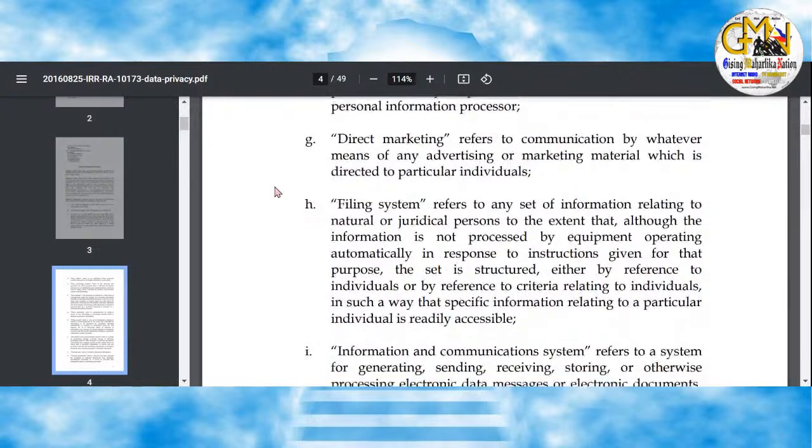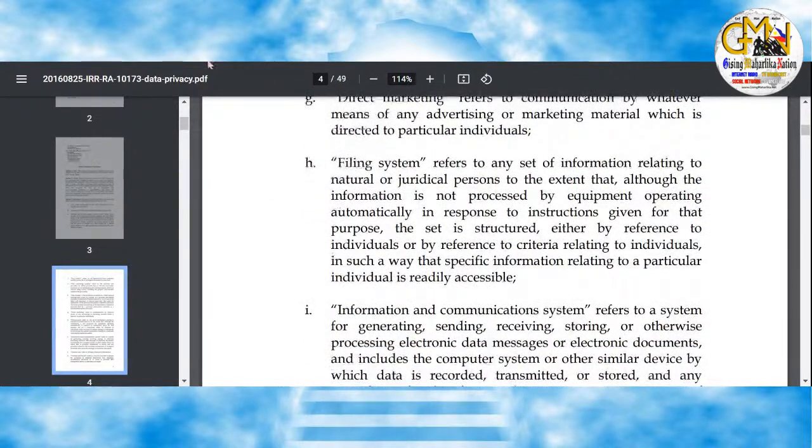Letter H, saglit lang at medyo nag-alanganin ng aking battery.